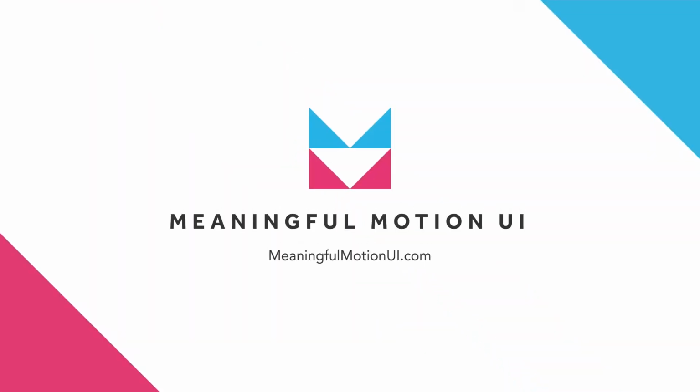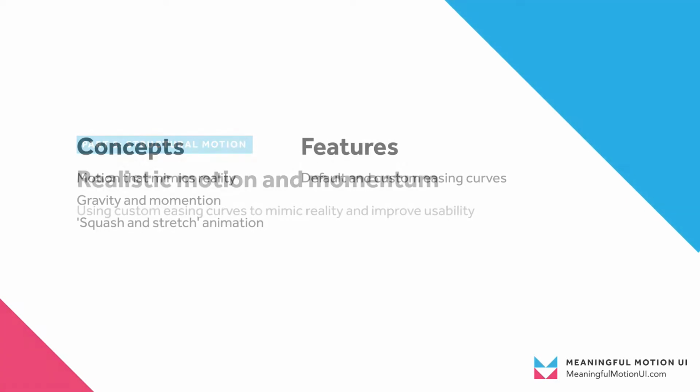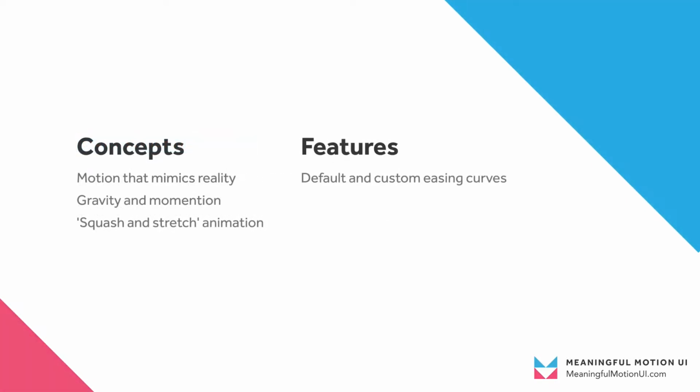In the final video on structural motion, we'll look at a few more techniques for creating believable and realistic motion. We'll see how different easing curves can represent gravity and momentum. In real life, nothing really stops or starts immediately. It's always speeding up or slowing down.